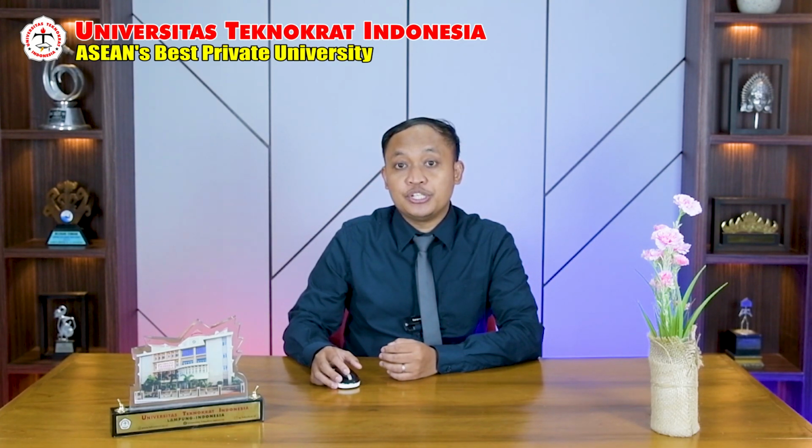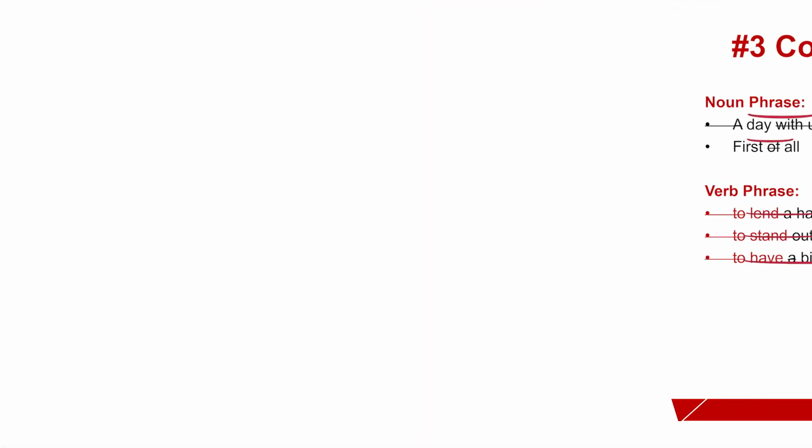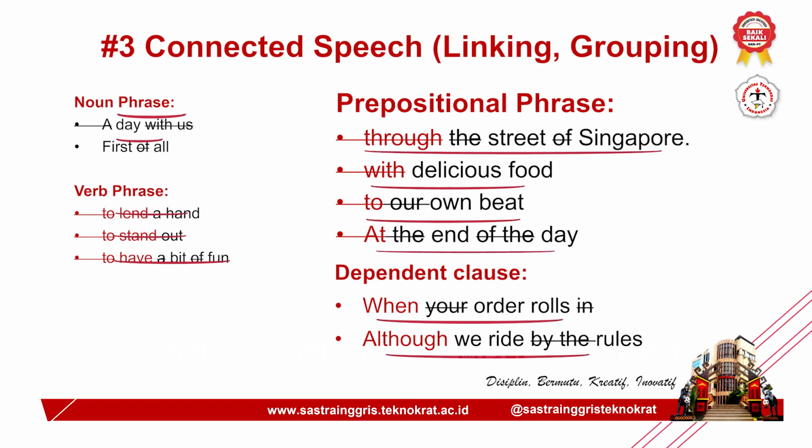Alright, I hope you've got the clear concepts of weak forms in English in the groups of auxiliaries, prepositions, pronouns, and also articles. Now let's move to the third part, which is connected speech, or simply you can say linking or grouping. So in the pronunciation part, we can divide this connected speech into several groups. The first one is noun phrase. The second one is the verb phrase. The third one is prepositional phrase. And the last one is dependent clause.